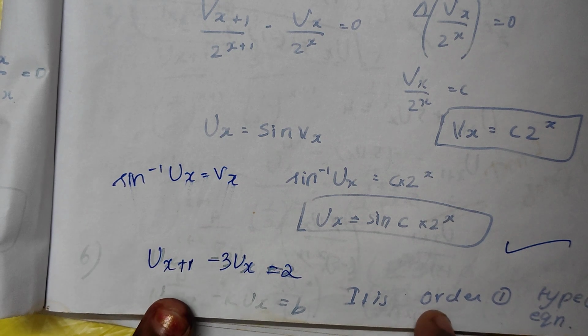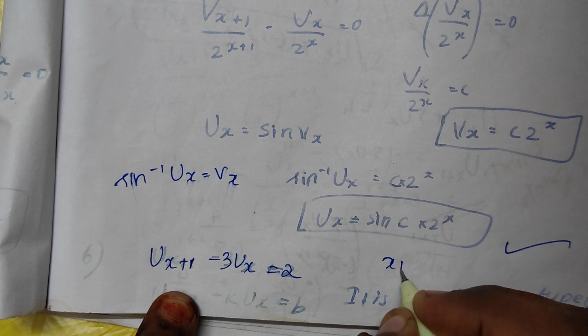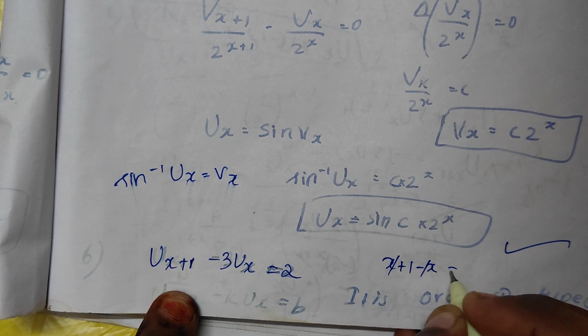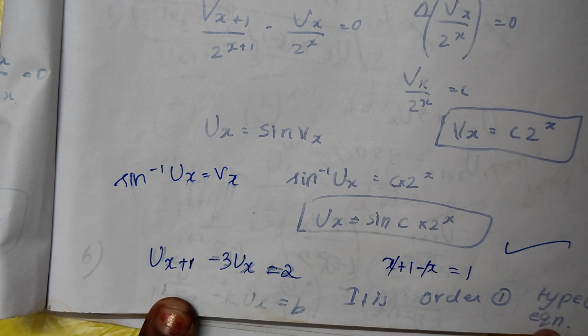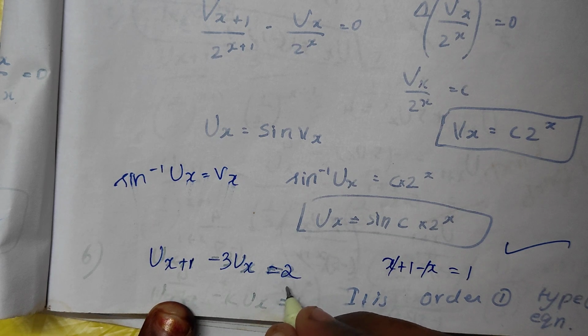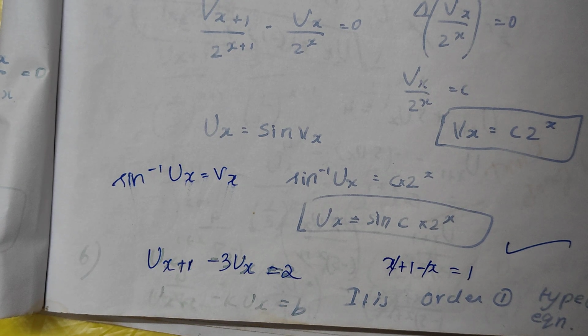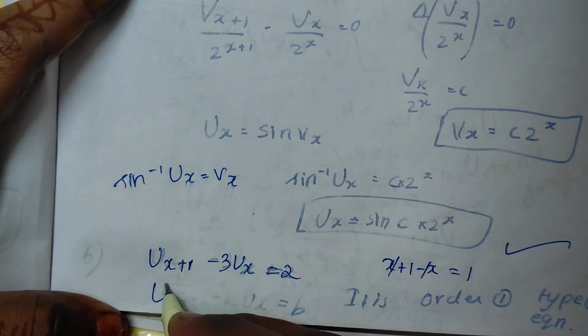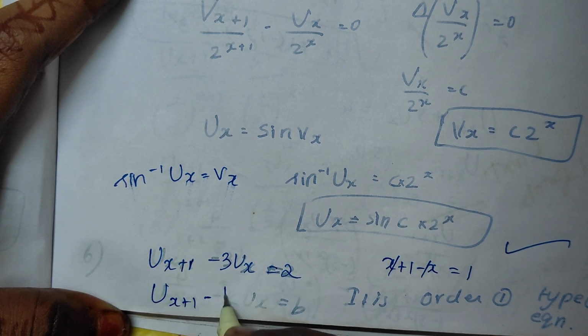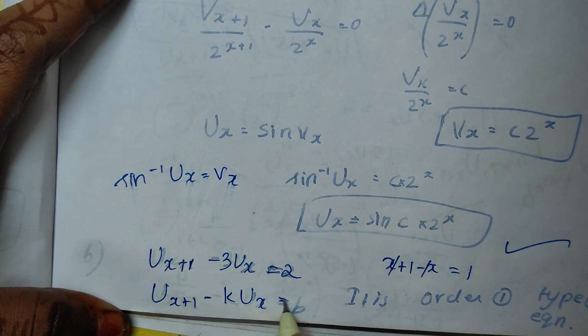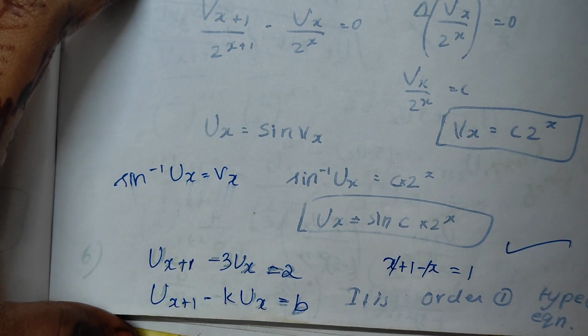So it is of order 1. Why? Here x plus 1 minus x will give you 1. So it is of order 1 and type 2 equation, as the constant is not equal to 0. So it is of the form u(x+1) minus k into u(x) is equal to b, okay.